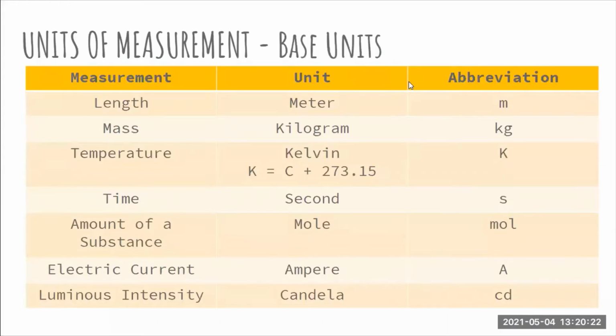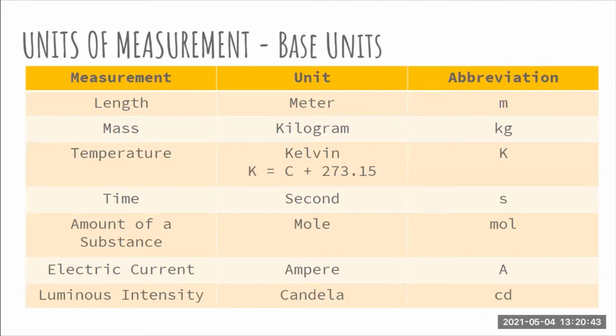Okay, so let's look at the different base units. Please note that the abbreviation for the base units are capitalization sensitive. So the unit of length is meter with an abbreviation of small m. The measurement of mass is kilogram, and the abbreviation is small k, small g.